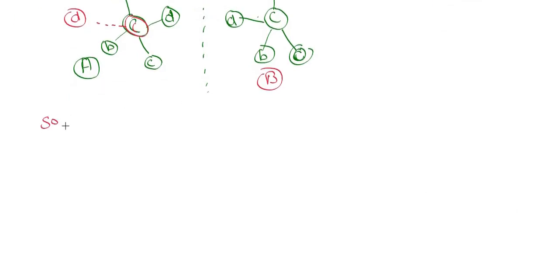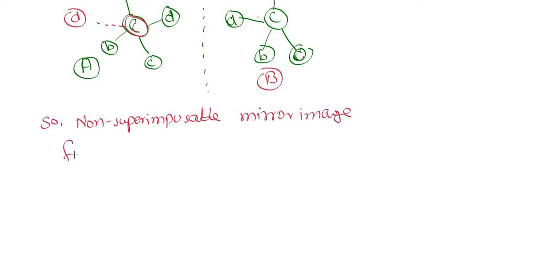So remember this: non-superimposable mirror images form chiral molecules. Chiral means lacking a plane of symmetry. These are called enantiomers.